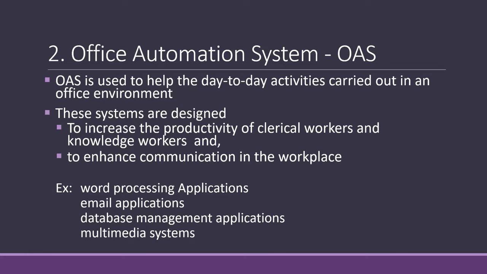Word processing applications which we use to type documents, email applications necessary for communication, database management applications where we can keep the data stored, and multimedia systems which are used in communication are some examples of office automation systems.